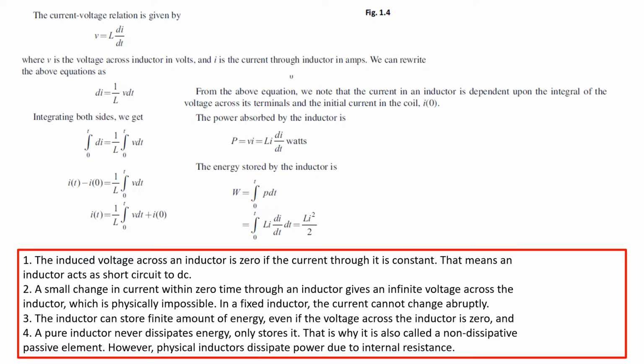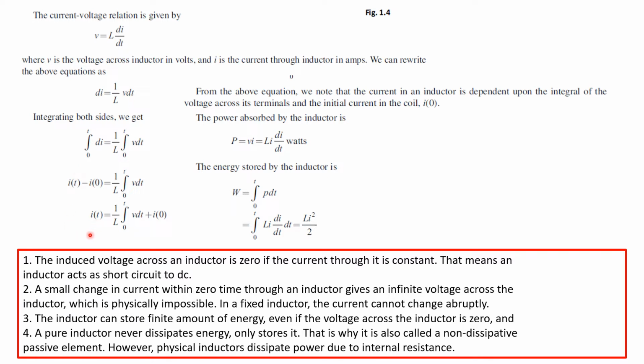The current-voltage relation is given by V = L di/dt, where V is the voltage across the inductor in volts and I is the current through the inductor in amps. We can write the above equation as di = (1/L) V dt. Integrating on both sides, for di the lower limit is 0 and the upper limit is t, and on the right-hand side (1/L) ∫ V dt.